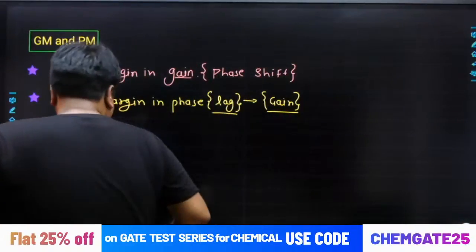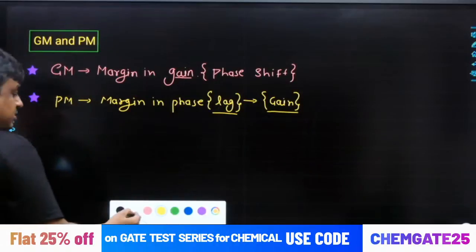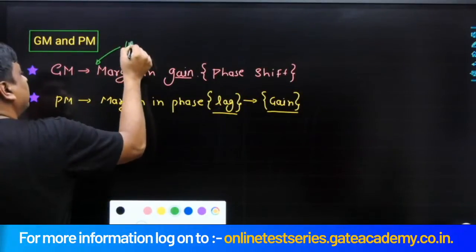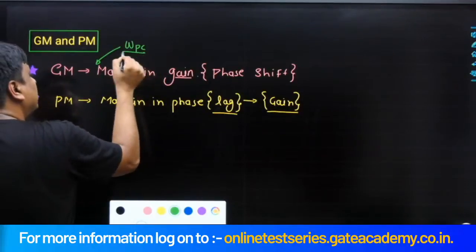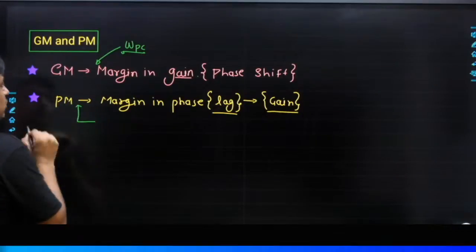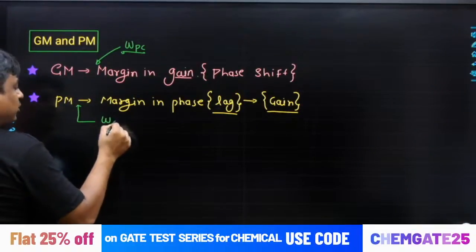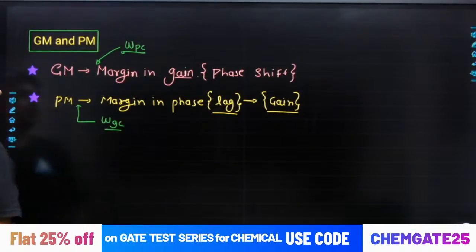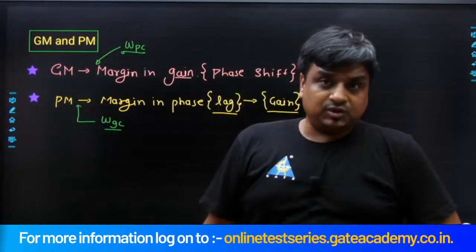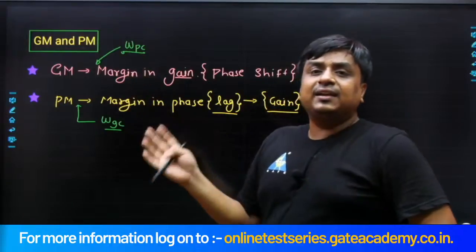My dear friend, when we calculate the gain margin, we take the reference of the phase crossover frequency. Why so? Once we take the numerical, you yourself will be able to analyze everything. Similarly, when we calculate the phase margin, we take the reference of the gain crossover frequency. So overall in this topic, 4 different important terminologies are used frequently in different questions.